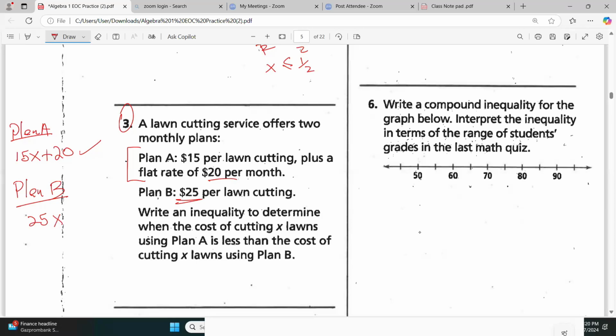Now we want to write an inequality where Plan A is less than Plan B. So Plan A, which is 15x plus 20, is less than 25x. And that's it. Our Plan A is less than what we have for Plan B. And we're done with that.